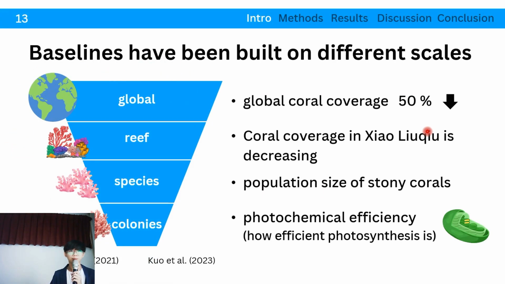In coral research, baselines have been built on different scales. Globally, we know we have lost half of the corals in the world. And now we know that Xiaoliuqiu is a poor coral reef island. At the species scale, you can know the population size of specific stony corals, and even within one colony, the photochemical efficiency can be tested. That is how efficient their photosynthesis is.